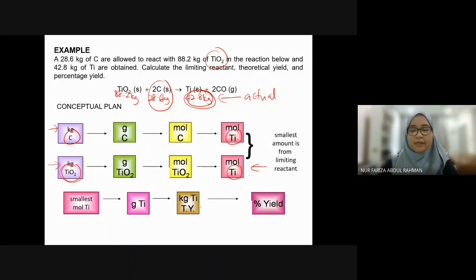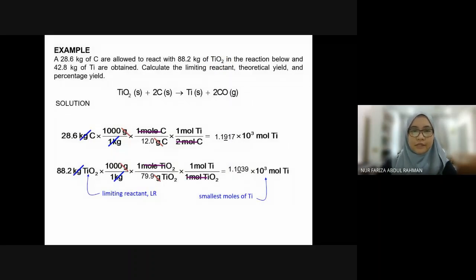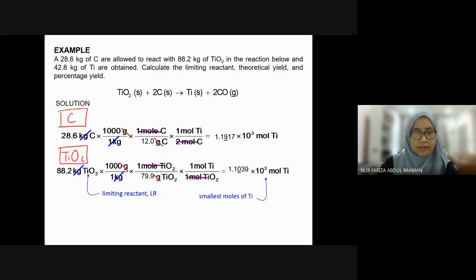Okay, let's see, let's calculate. We have to calculate for carbon and also for titanium oxide. So we have the mass in kilogram. Okay, so this is dimensional analysis. We have to convert into gram. Why do we need to convert into gram? Because the molar mass is in gram. You can also convert the molar mass into kilogram, but let's just not do that. Okay, now it's a bit troublesome.